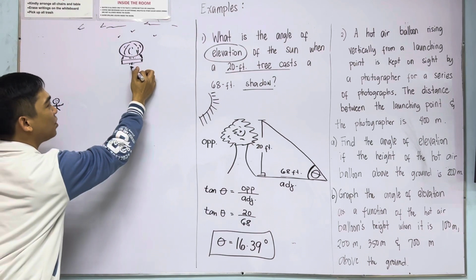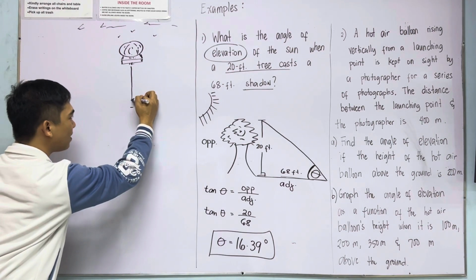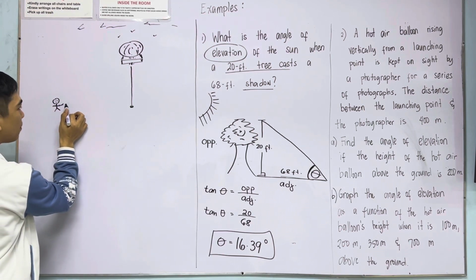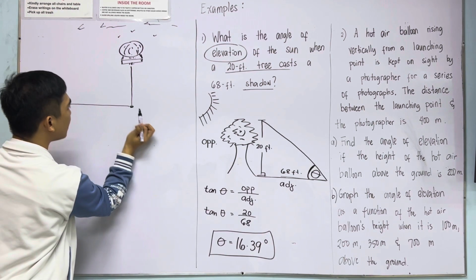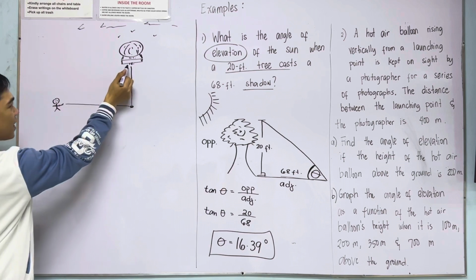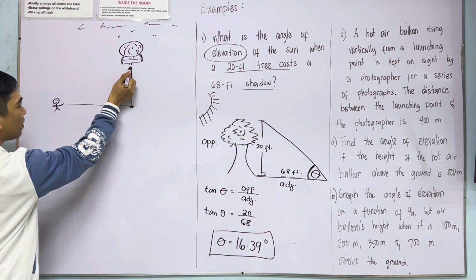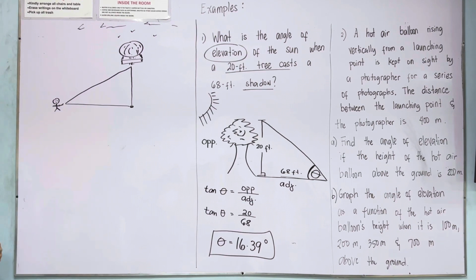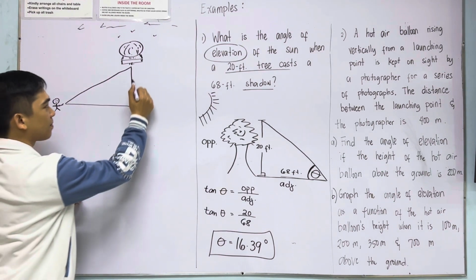O, vertical daw siya. Paakyat. Dito yung starting point natin. Tapos nandito yung photographer. Ayan. Dito yung camera niya. Ito na ngayon yung triangle na mapo-form. Okay, paangat.